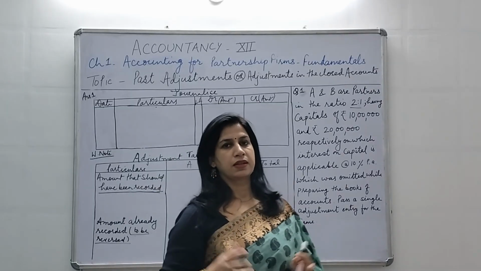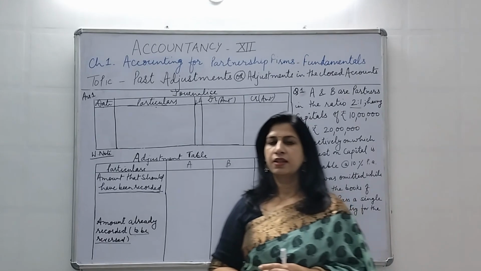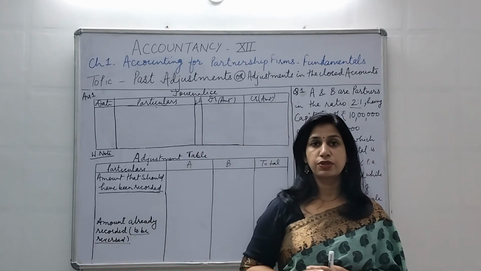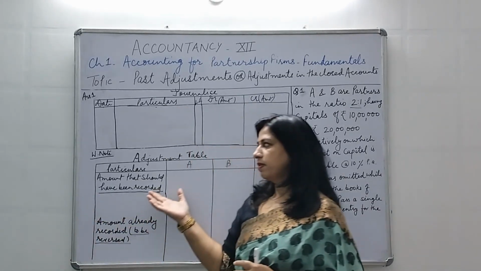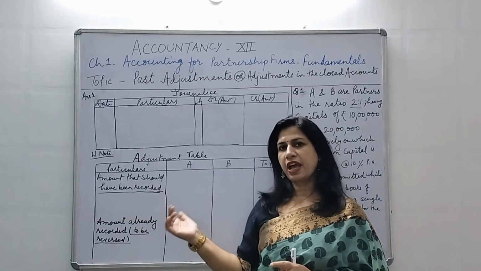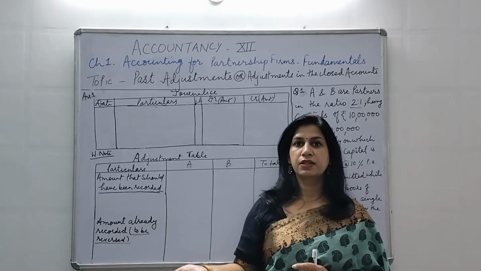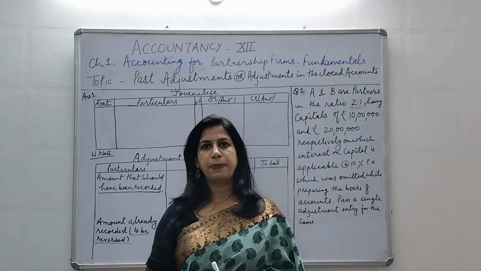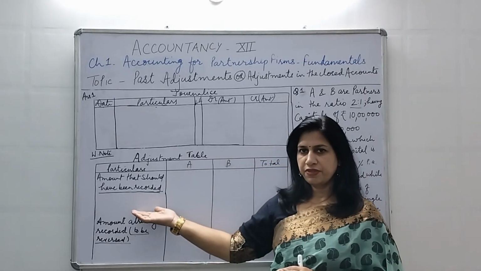In this method, children, whichever error is there, it will be calculated what amount should have been given to the partners when there was no error. An adjustment table will be made, and in this it will be calculated what amount should have been recorded. So what all should have been given to the partners or taken from them if everything was correctly applied, all the provisions were correctly applied. That will be calculated first.